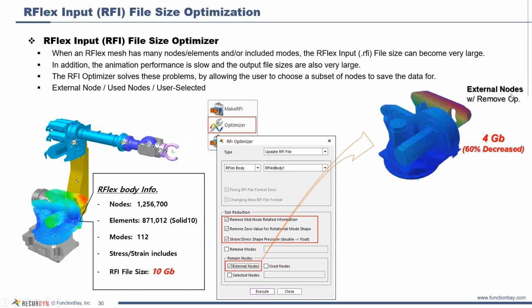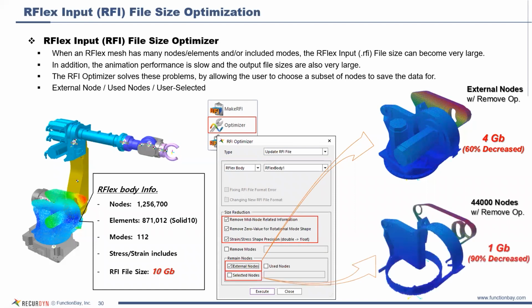With the option where only the external nodes have data saved for them, the RFI file size becomes 4 gigabytes, which is a 60% decrease. And then in this example, they've chosen a subset of the nodes, and the file size is further reduced by 90% to 1 gigabyte.